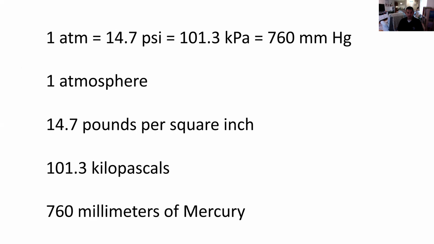Cars are listed in PSI. So your tire pressure is probably about 35 PSI. Now, just think about something. Since 14.7 pounds per square inch equals 1 atmosphere, 35, that's a little more than double. So inside of a tire, it's a little more than 2 atmospheres.